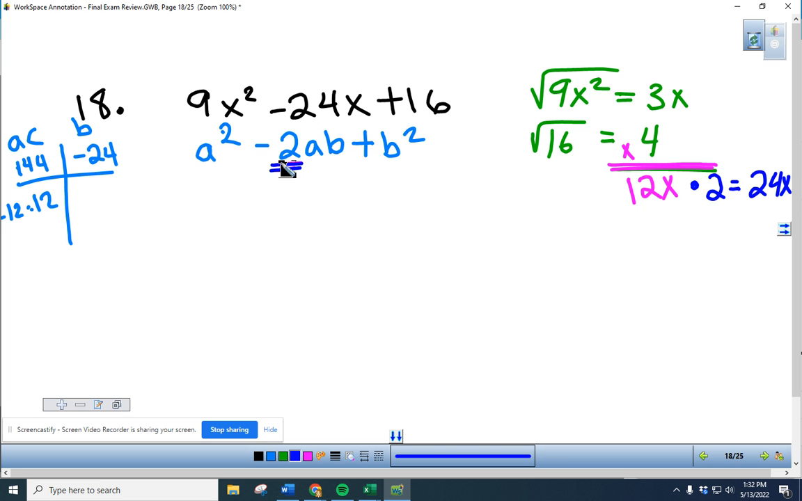Besides this being a negative and this being a positive, well, actually, that is a minus 2. So I'm going to do times negative 2. Because this matches this one right here, that means it is a perfect square trinomial.